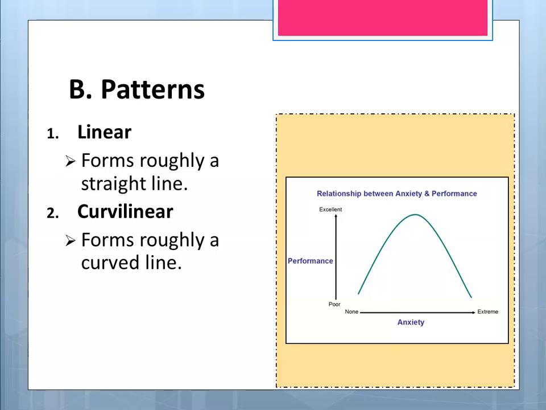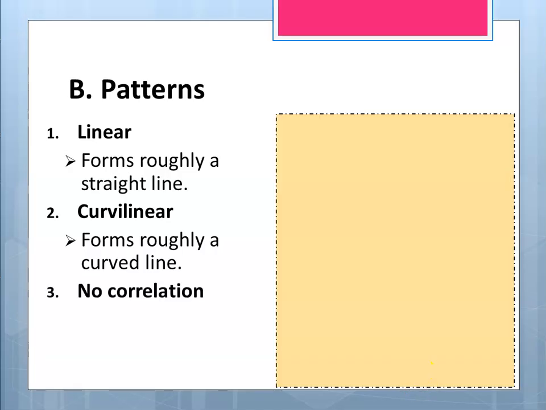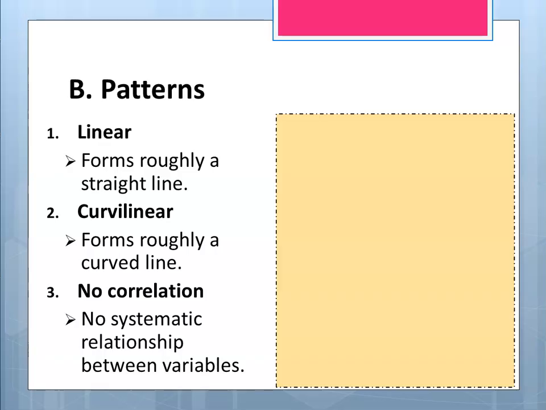The most common curvilinear pattern is the relationship between anxiety and performance. We also refer to this as the anxiety performance curve. So if you look at this, no anxiety or extreme anxiety results in poor performance. However, if you get just the right amount of anxiety, just the right amount of kick in the pants, you will have excellent performance. Now, the third pattern is technically no pattern at all, or in this case, no systematic relationship between variables.